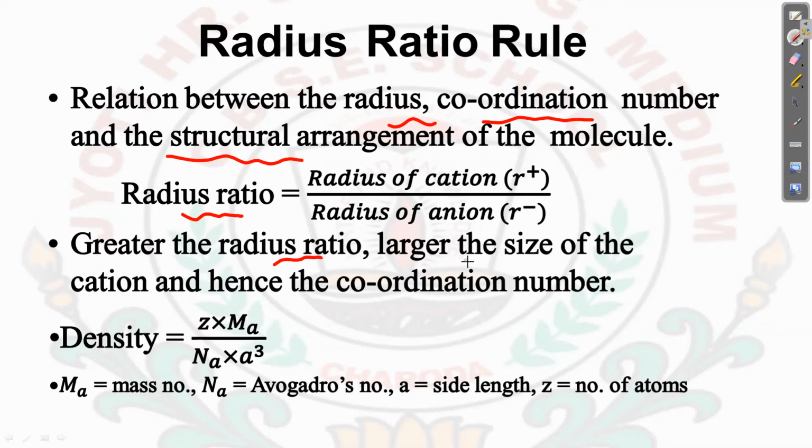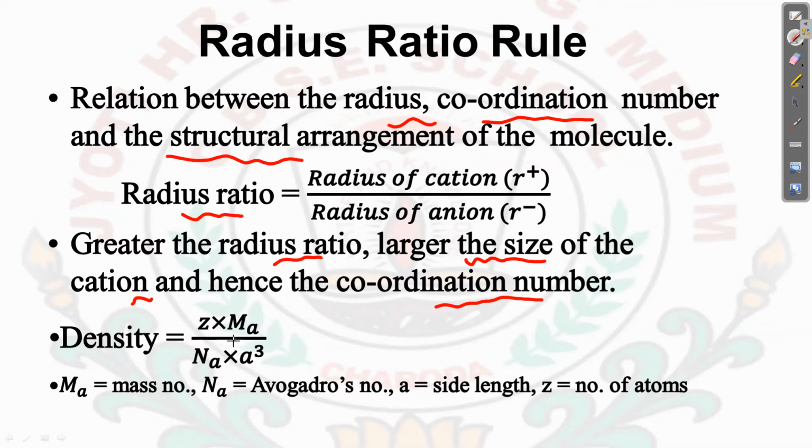Greater the radius ratio, larger the size of the cation. It means that the more the radius ratio, the bigger the cation will be. Hence, the coordination number will be higher there. Okay, greater the radius ratio, higher coordination number will be there. Now, next is the density.